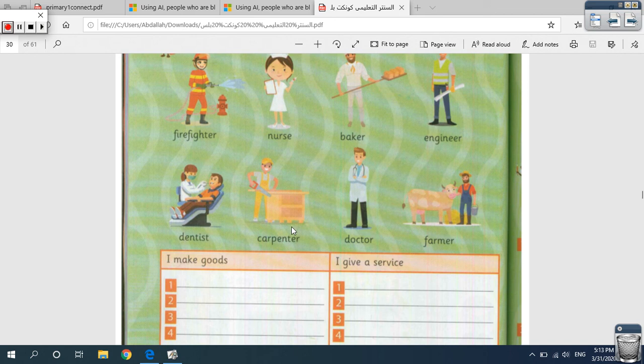We said the carpenter makes anything at our house that is made out of wood, like our beds, the cupboard. What else? The closet. All of these things are made out of wood. So he gives us goods. But what about the firefighter? He doesn't give goods. Why? Because you cannot hold the fire, or the water that he's coming to put down the fire with. It means that he gives us a service.